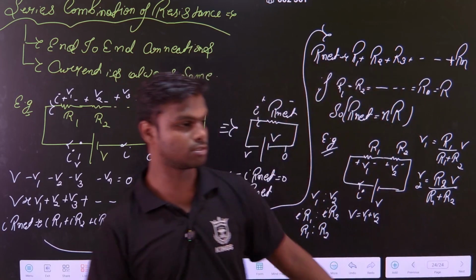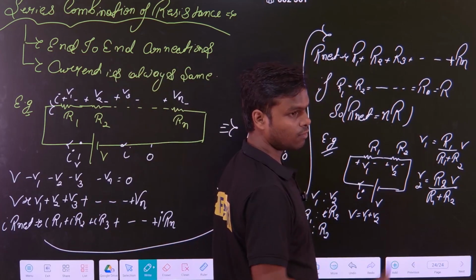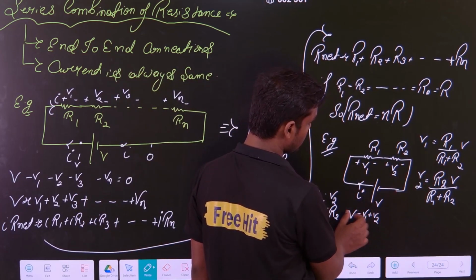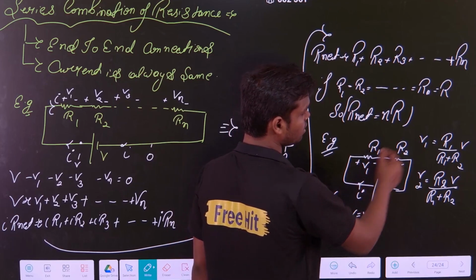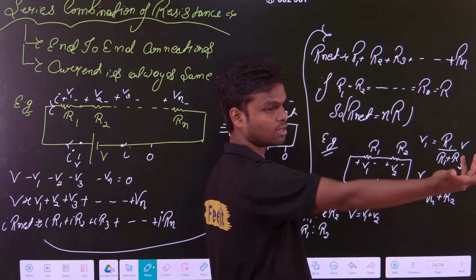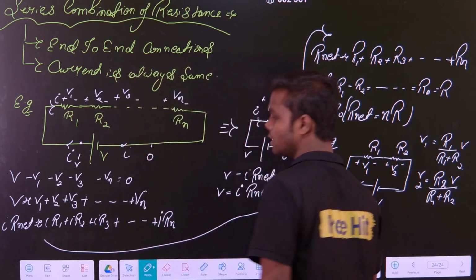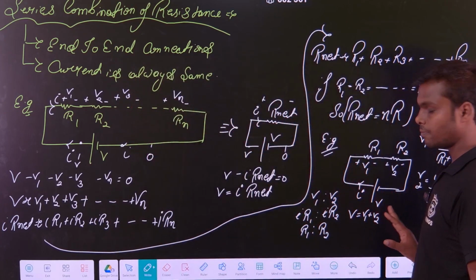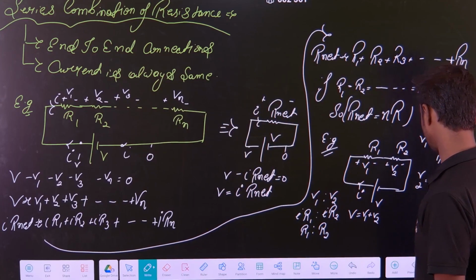That is a direct relation to find the potential. If there are 3 resistances, then what will happen? Then simply this will become R1 is to R2 is to R3. Then what will we write? We will write V1 is equal to R1 upon R1 plus R2 plus R3. That is how we can extend it. Clear? I hope you are clear with the series combination. Clear? Let's take one simple example so that it will be more clear to you.